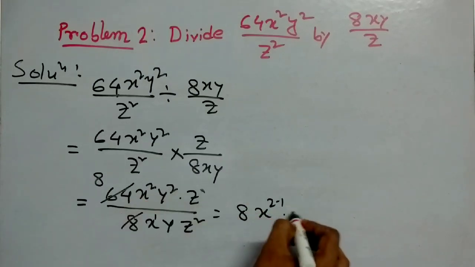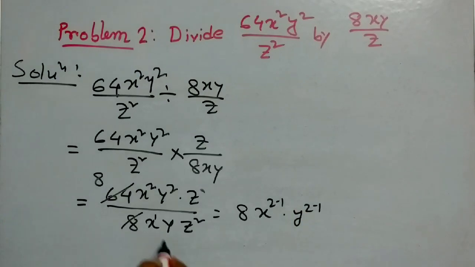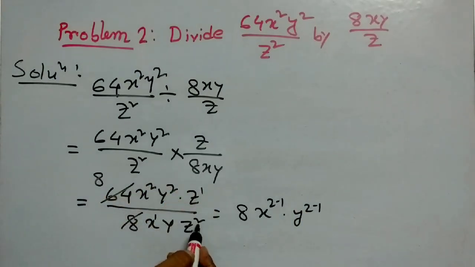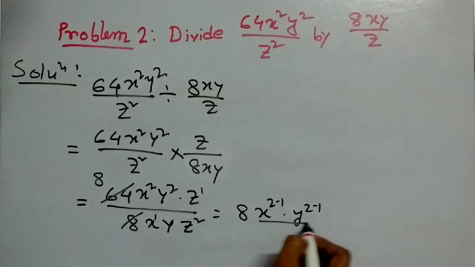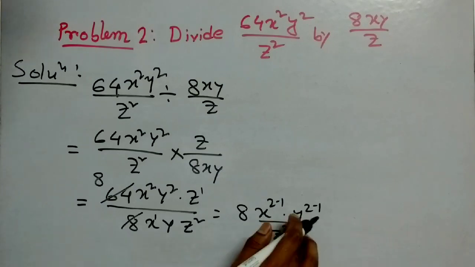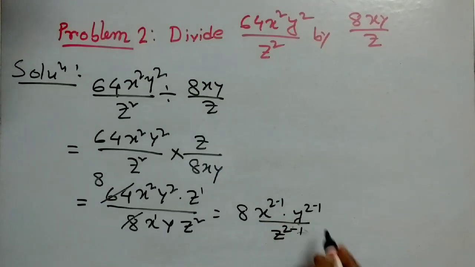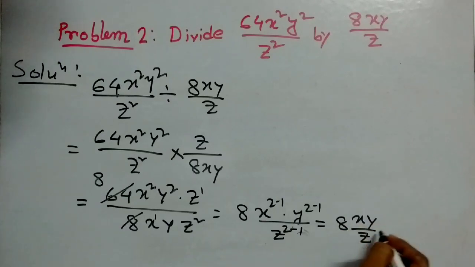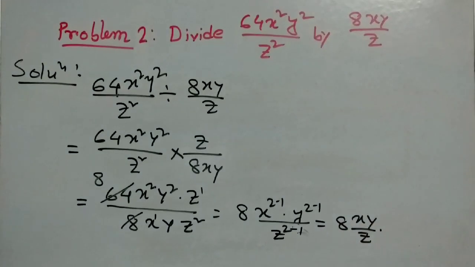So similarly y to the power 2 minus 1, and z to the power 1 and here z to the power 2, and this power is obviously greater than this power, so we will write in the denominator z to the power 2 minus 1. So it is equal to 8xy by z, and this is the answer.